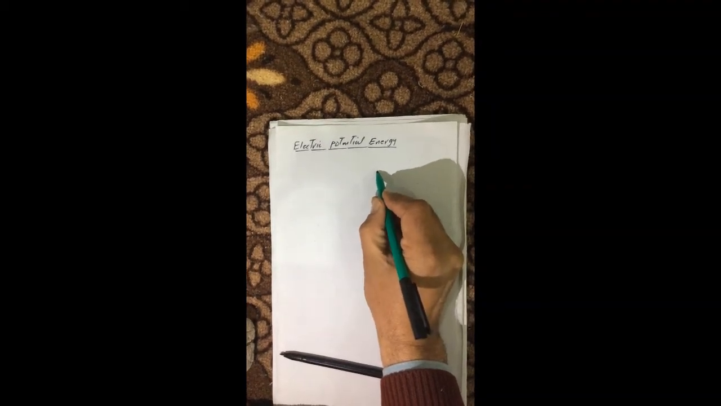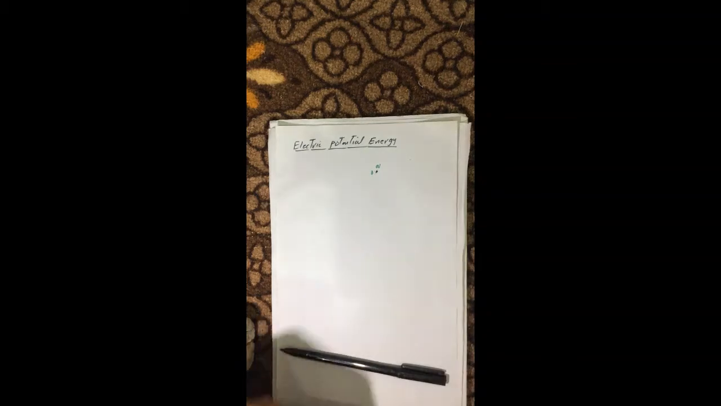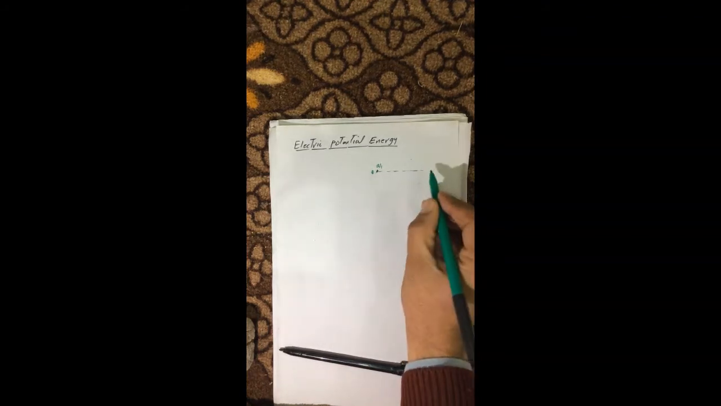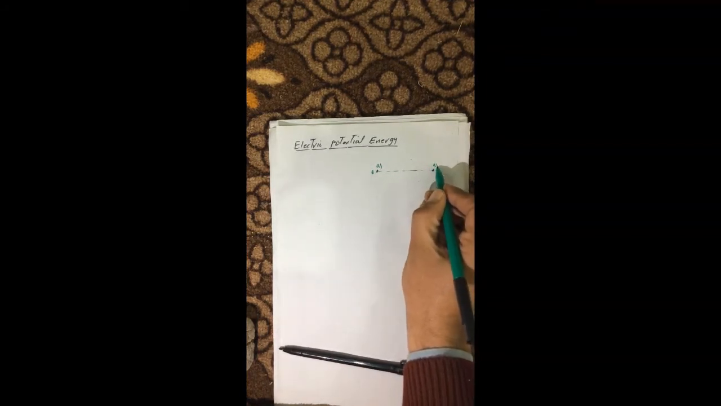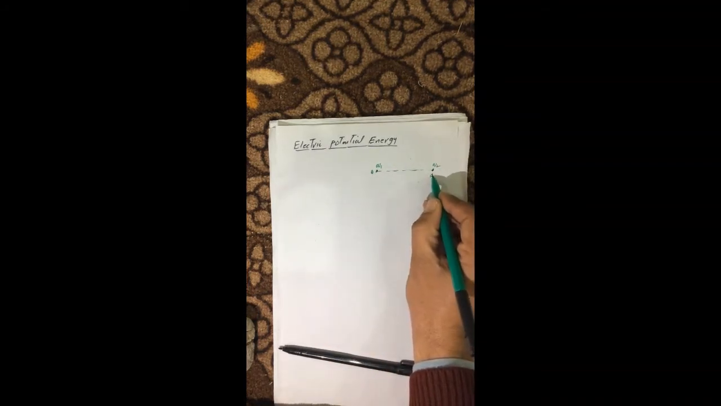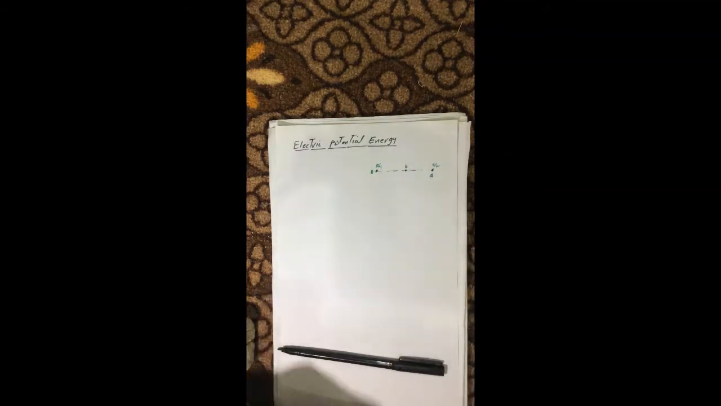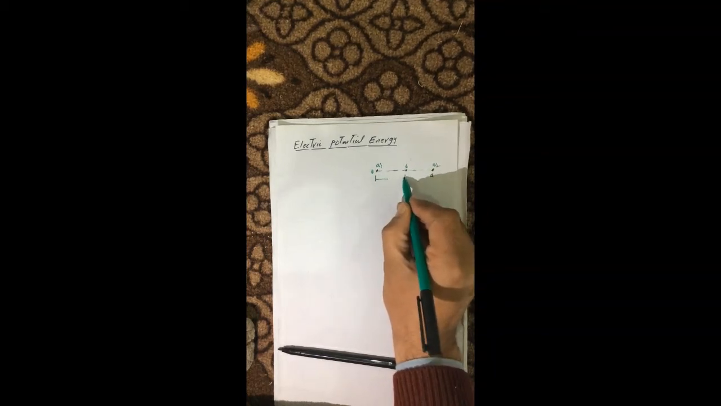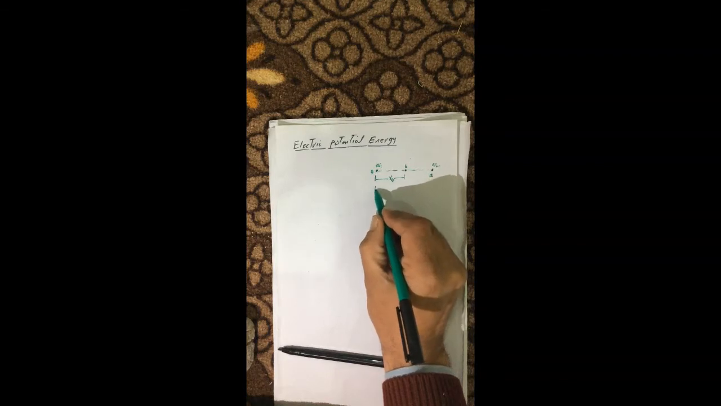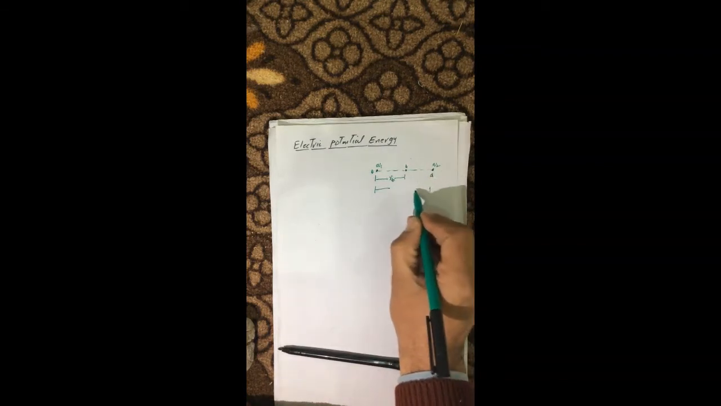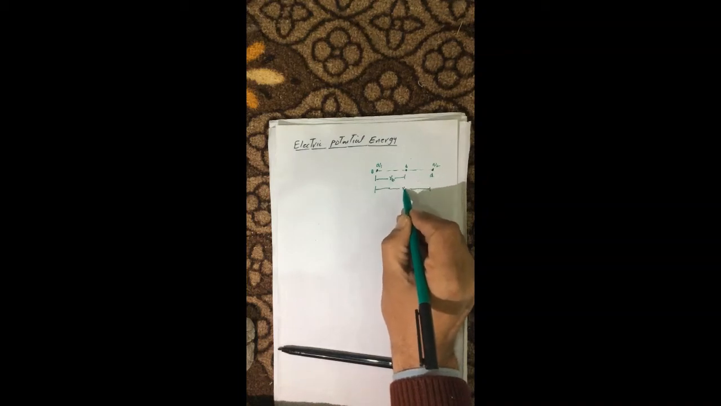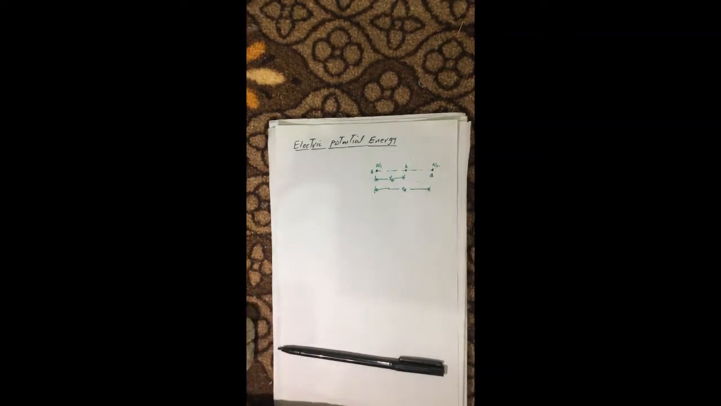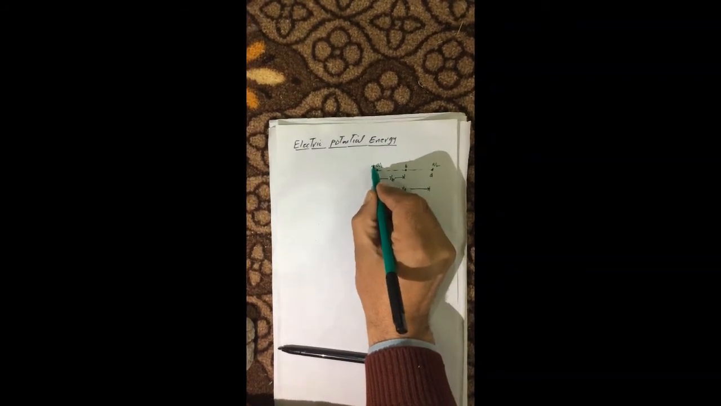Let's suppose we have a charge. I call it Q1, which is at point O. And let's suppose we are bringing another charge, Q2, from point A to point B. Now I suppose that the distance from this charge Q1 to point B is RB, and the distance from charge Q1 to point A is RA. I also assume that both these charges are positive charges.